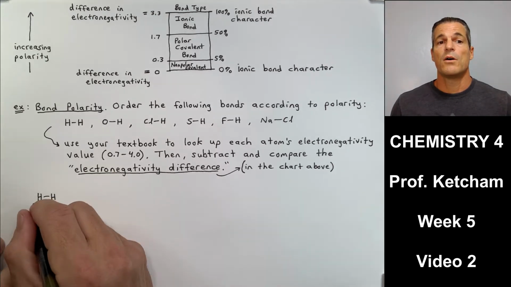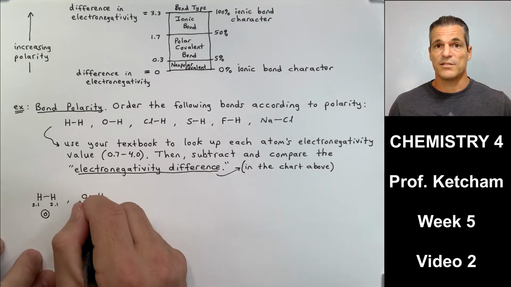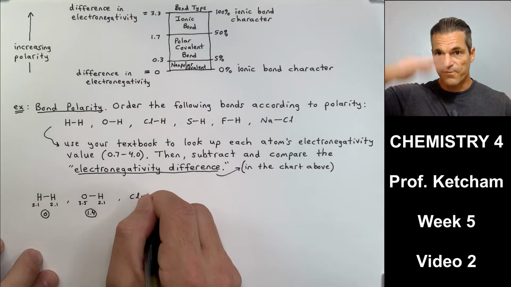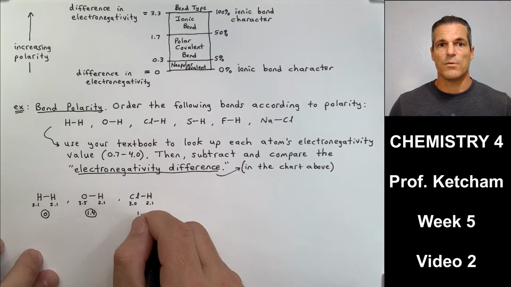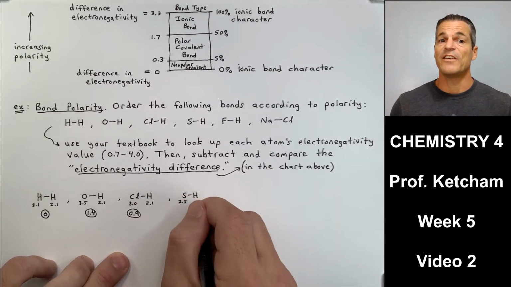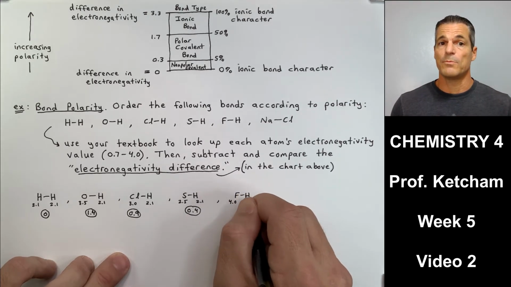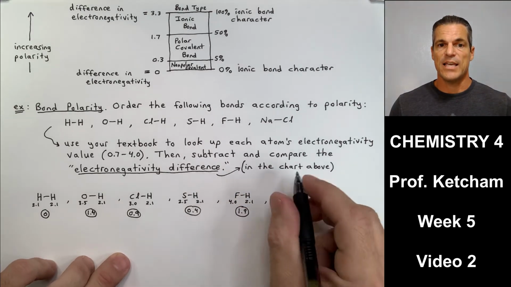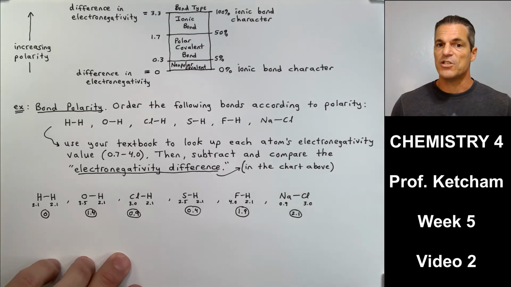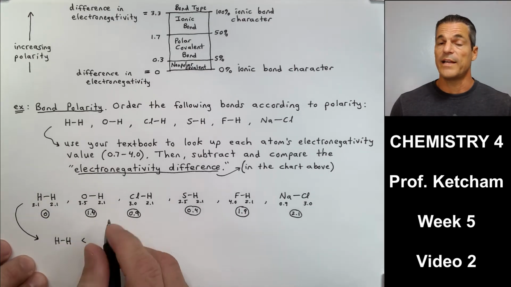All right? So H-H, you wouldn't even have to look up those electronegativity values. You know an H is the same as the other H. The electronegativity difference is 0. This is flat up there on that chart. It's nonpolar covalent. If you look at the O-H bond, the electronegativity difference is 1.4. Cl-H bond, electronegativity difference is 0.9. And for the S-H bond, the electronegativity difference is 0.4. For F-H, 1.9, fairly high. And for NaCl, 2.1, that's the highest.